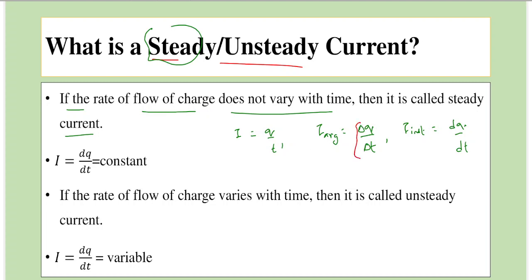Now if this parameter remains constant, then it is called as steady current. For example, if a charge of 2 coulomb flows in every 1 second, then it is called as steady current. But if it varies, for example, the charge of 2 coulomb flows in first second, and the next second charge of 1 coulomb flows, and suddenly the next second charge of 3 coulomb flows, if that rate is not constant, it's called as variable current. So current could be steady current or variable current.